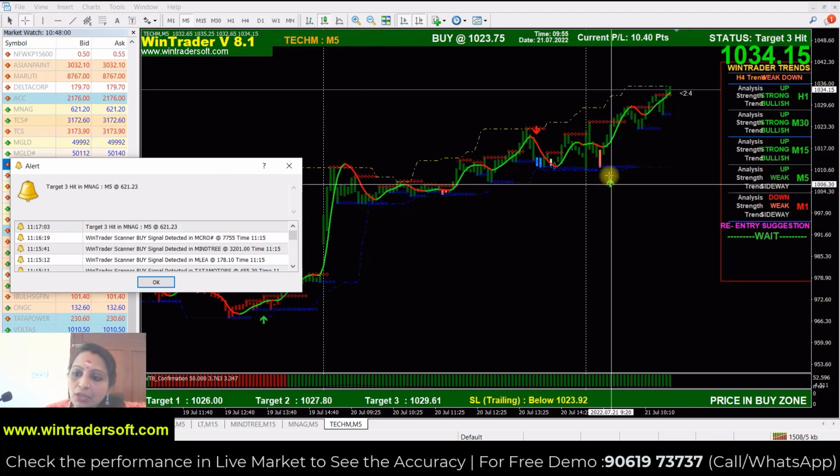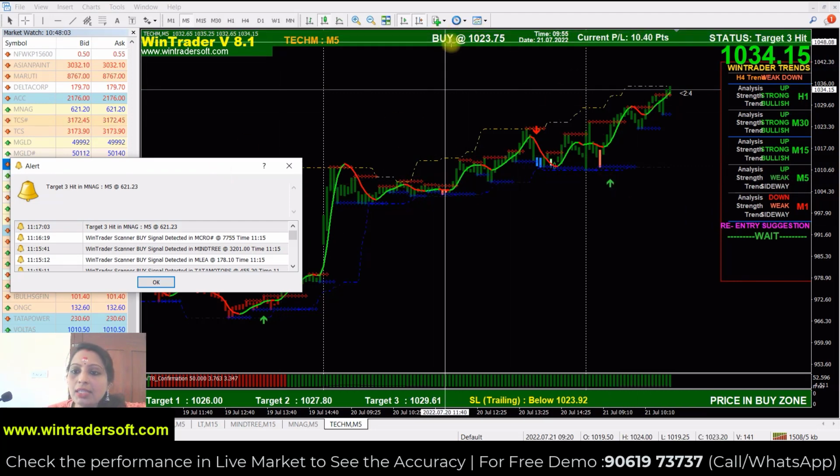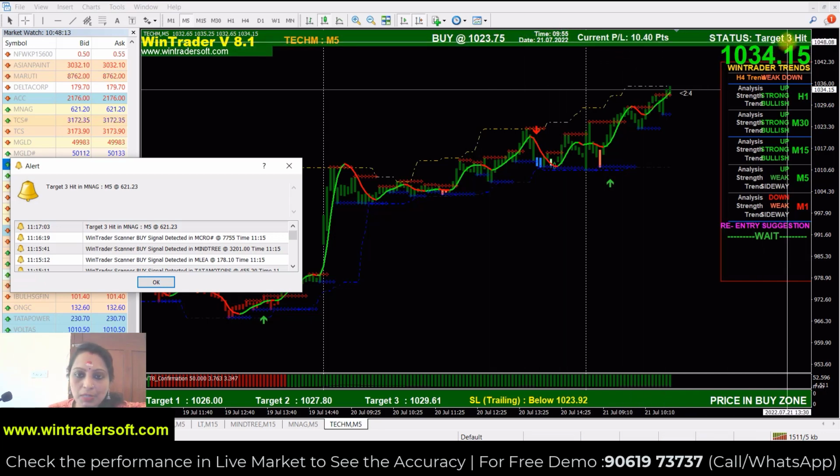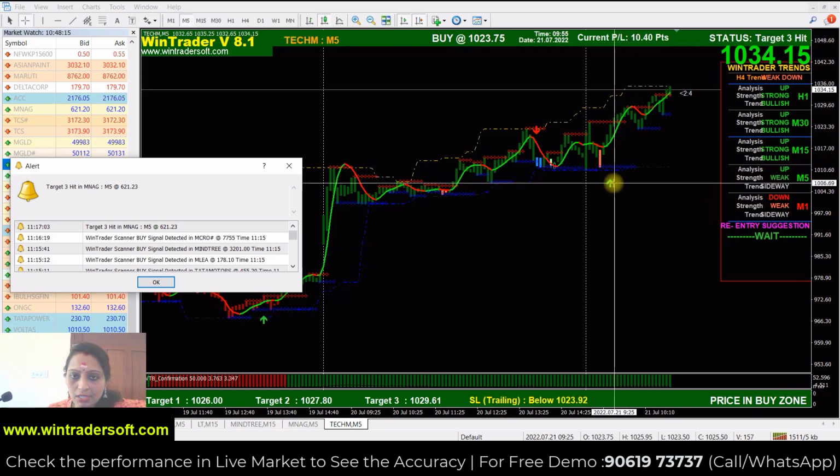You can see we got a buy here, and in the above dashboard it also displays that entry point. We got a buy at 1023.75 and the time is 9:55, and as per this signal all targets have been achieved. So before taking the signal, you have to check, as I told, there are only two confirmations.